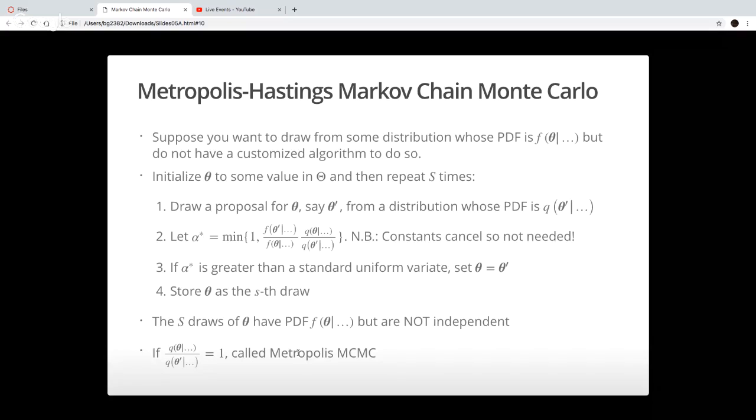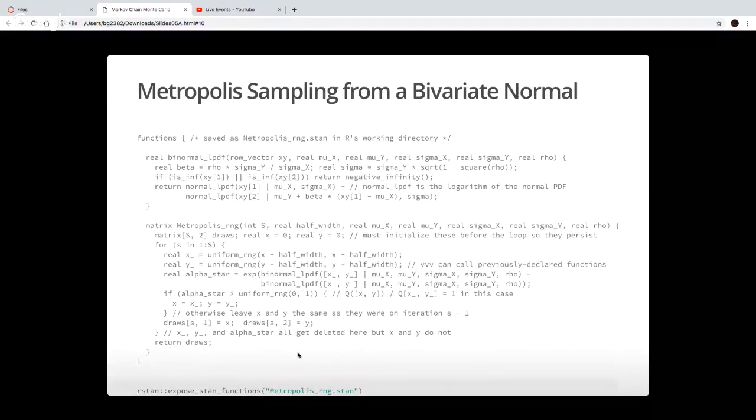But the limitation of it is it's not a very efficient approach. So just briefly, and hopefully this is big enough for you to see. If not, you can see it on Courseworks. I've defined binormal LPDF. LPDF means log of PDF function for the bivariate normal PDF. That's going to take a row vector as its first argument, binding together x and y. So in the Stan language, it distinguishes row vectors, which are oriented horizontally, from regular vectors, which are oriented vertically. So here I'm saying I'm going to have a row vector of size 2 that's going to hold x and y, and that's going to be the first argument to the binormal LPDF function that I'm going to need to pass to my Metropolis-Hastings sampler.